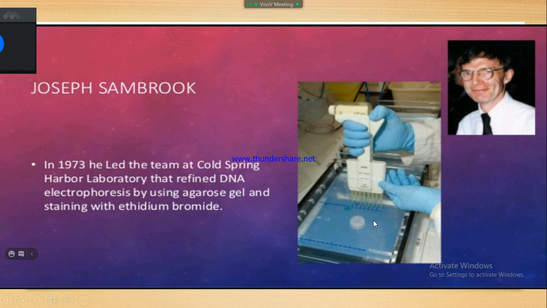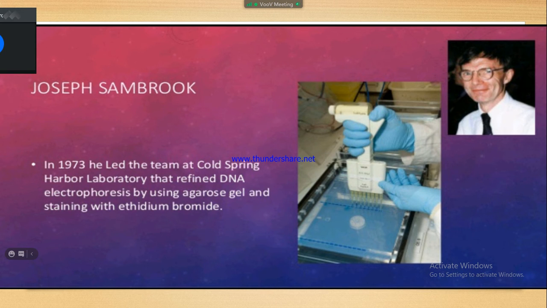When the DNA samples run in this direction, they are separated on the basis of their length. The larger DNA fragments stay near the top while the smaller ones move far away. This technique is used to separate DNA on the basis of length, that is, how thick our DNA is.